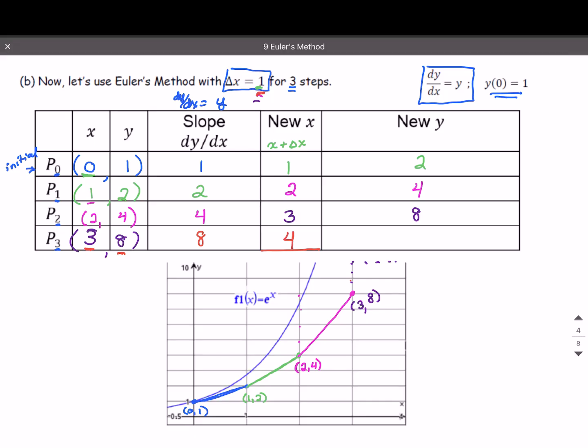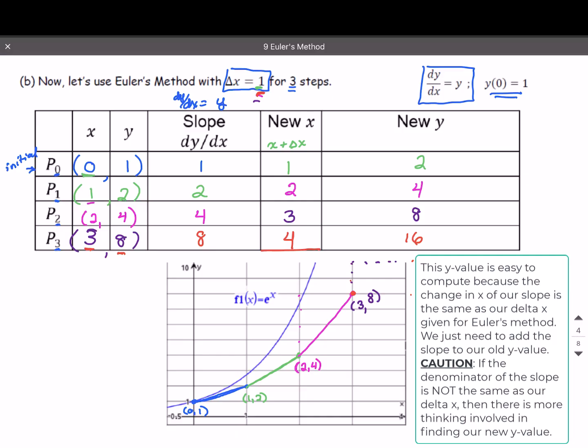Now, how are we going to find the new y value? We're already at a height of 8, right? And our slope is 8, so we're going to have to rise 8 more. So if we're at a height of 8 and we're going to go up 8, our new height is going to be 16. So our new point is the point (4, 16). Okay, and there we go.